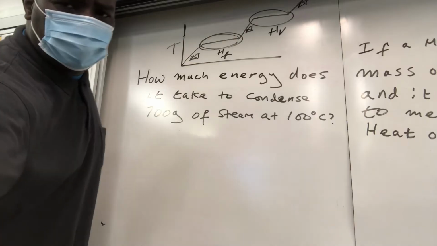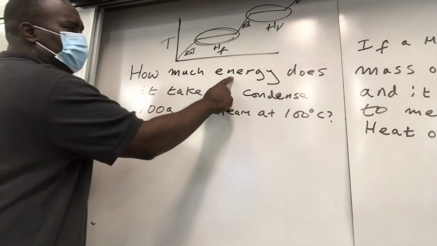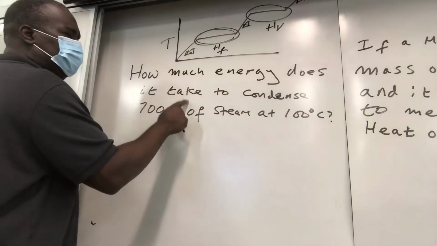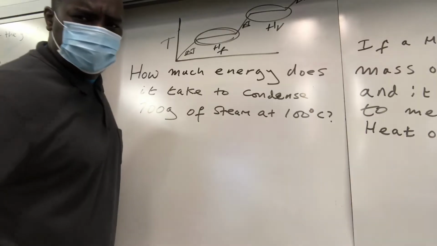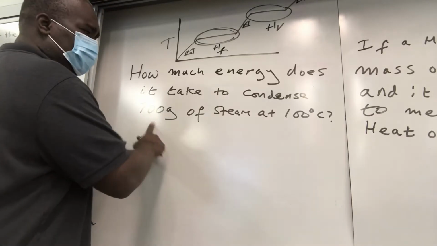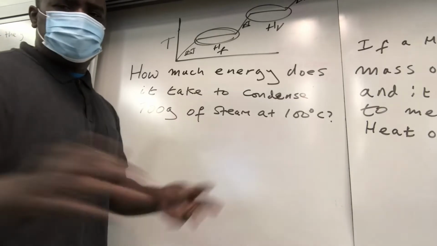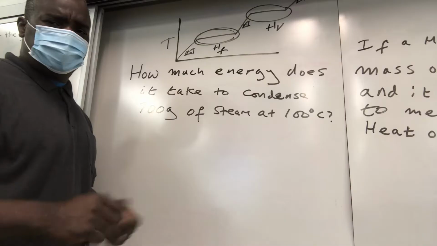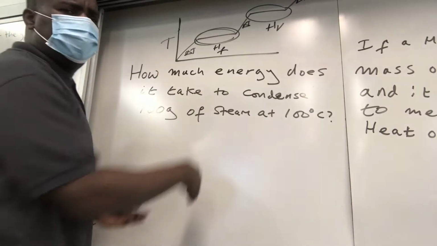All right, so we got a problem here. It simply says, how much energy does it take to condense 700 grams of steam at 100 degrees C? Sometimes students see 700 grams and 100 degrees, and they're looking for heat. They feel they have to pile everything into the equation and just solve it, and not even look at the equation on the reference table.